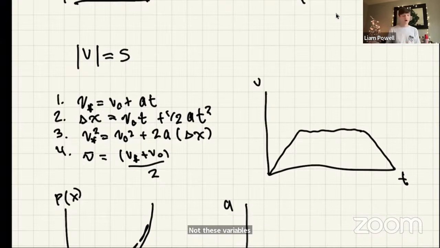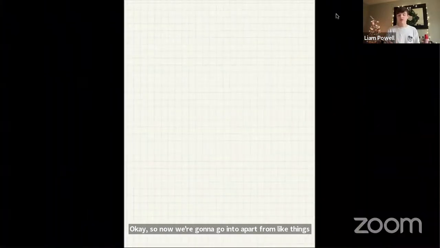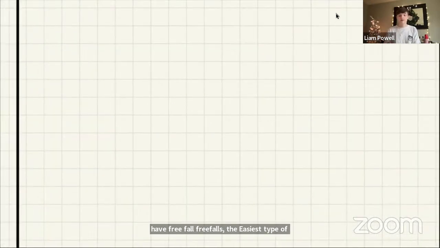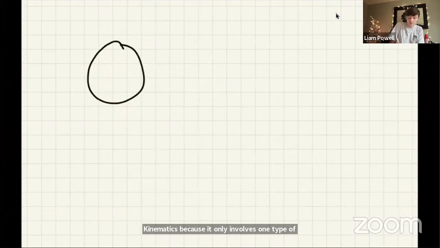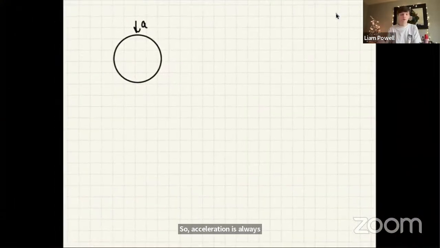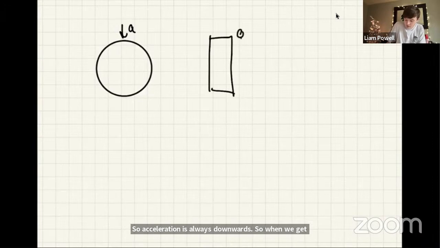Okay, so now, apart from things like braking distances, we can also have free fall. Free fall is the easiest type of kinematics because it only involves one type of acceleration, and that is in the down direction towards Earth. So acceleration is always downwards. Let's say we have a problem where a ball is dropped from a 50-meter high building.